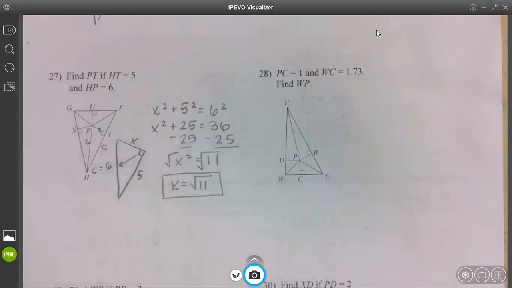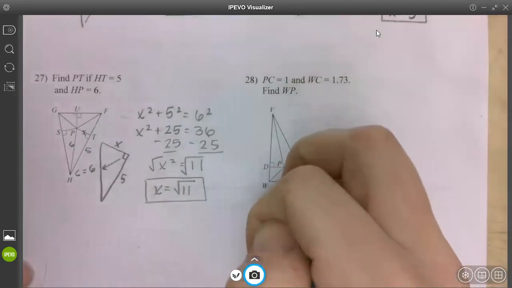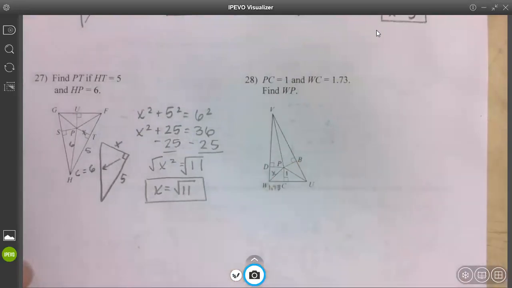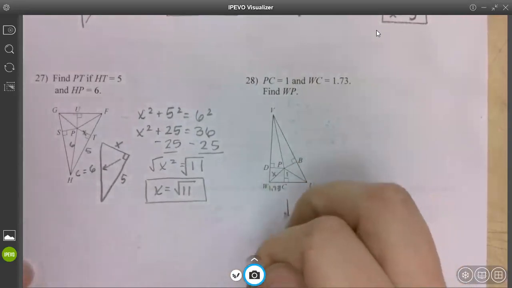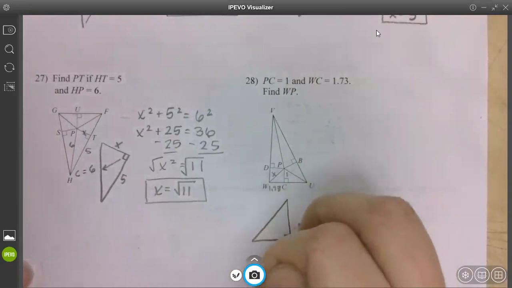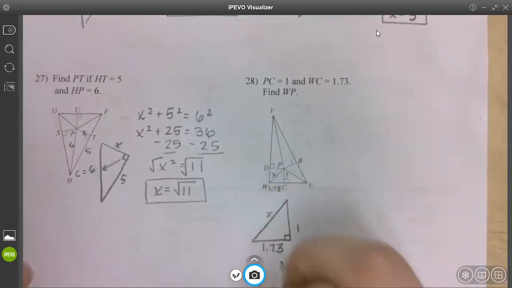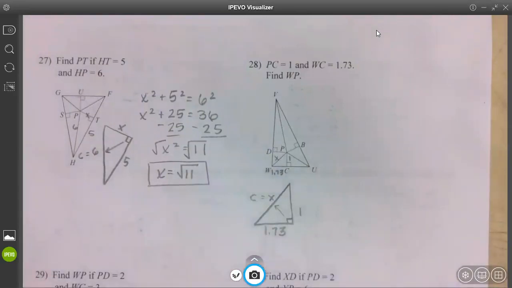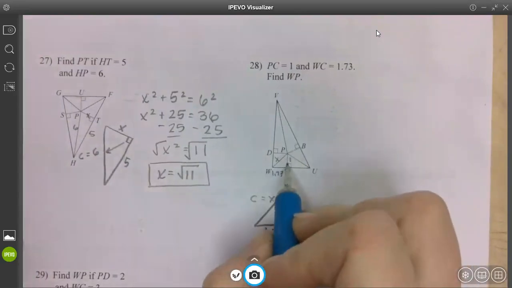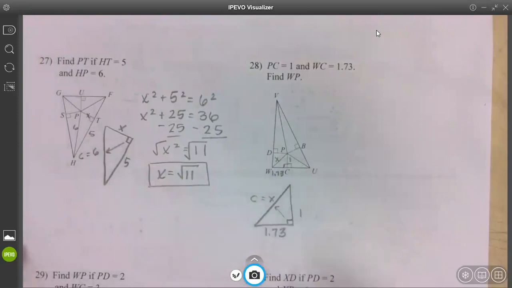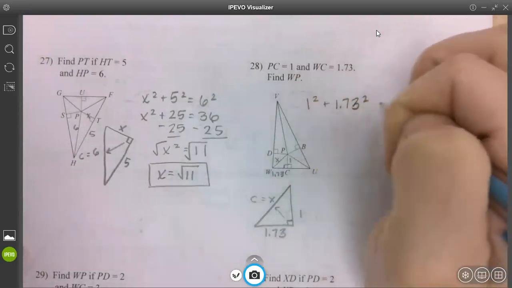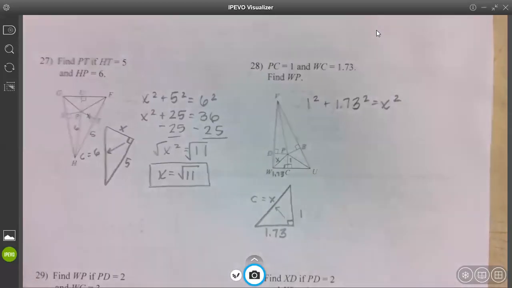Or you could give me the decimal. All right. 28. It says PC is 1. WC is 1.73, find WP. So again, just to make it a little bit bigger, 1x and 1.73, the only one that matters is the one across from the 90 degree. Why is that one the 90 degree? Remember, you have one right beside it. So we'll do 1 squared plus 1.73 squared, and that's going to give us x squared.